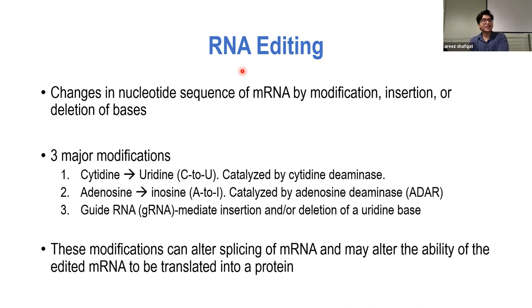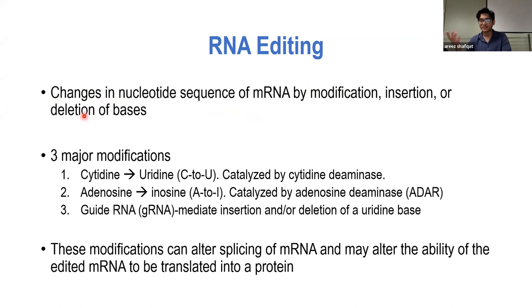The other mechanisms we discussed are not really changing the nucleotide sequence, right? If mRNA has a specific sequence of bases, for example, adenine, guanine, uracil, adenine, guanine, the mechanisms we've discussed so far don't really change that sequence. They just help the mRNA stabilize, get out into the cytoplasm and become mature, essentially. They don't mess with the sequence of bases. This is where RNA editing is different. RNA editing involves changes in the nucleotide sequence of mRNA by insertion, deletion, or modification of bases.